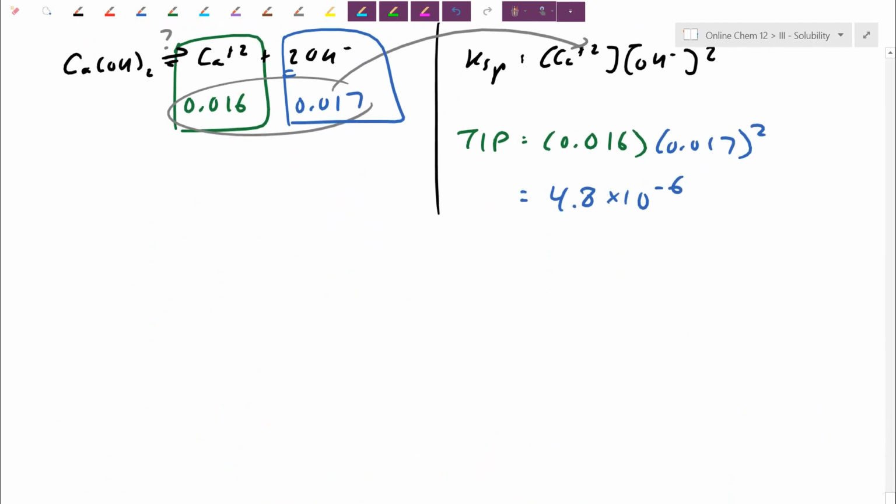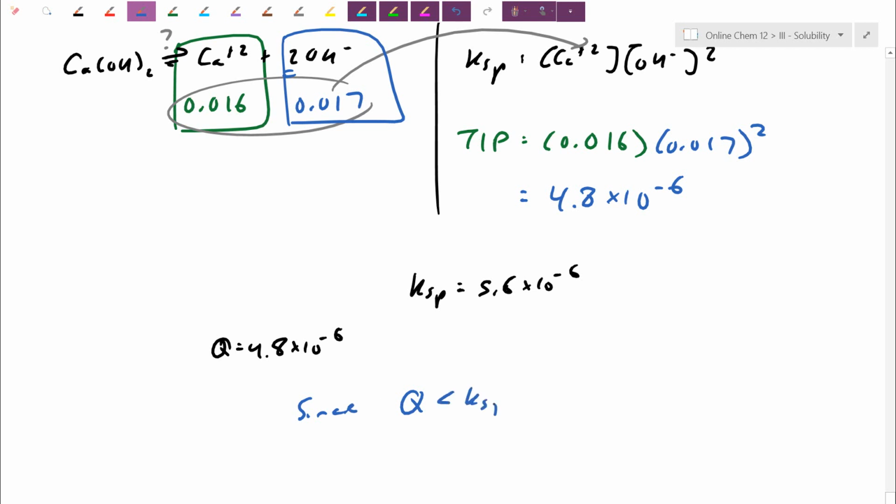So in this case here, I can make a conclusion. Our Q value, our trial value, which is 4.8 times 10 to the negative 6, it was supposed to hit KSP. KSP is actually 5.6 times 10 to the negative 6. Because my value is too low, since my trial value is less than KSP, we already know the conclusion is no precipitate. Let's make sure, because I need to hit KSP before I hit precipitate.